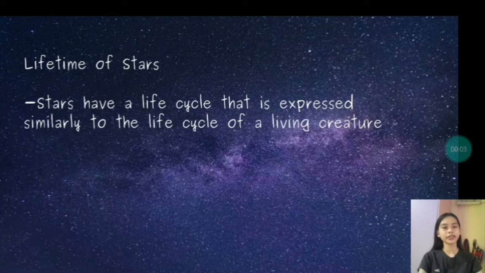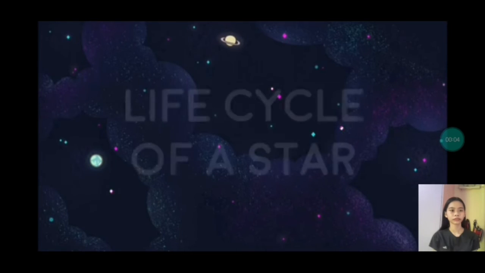Lifetime of stars. Stars have a life cycle that is similar to the life cycle of a living creature. They are born, grow, and change over time and eventually die. Most stars change in size, color, and class at least once in their lifetime. What astronomers know about the life cycle of stars is because of data gathered from visual, radio, and X-ray telescopes.